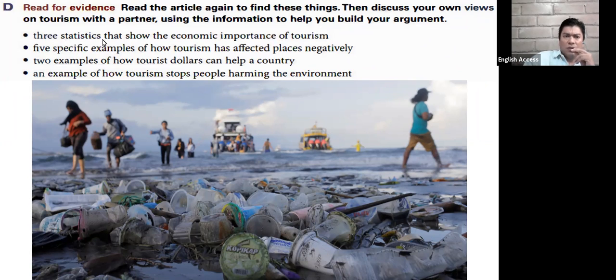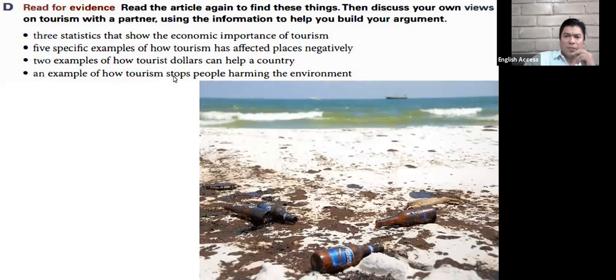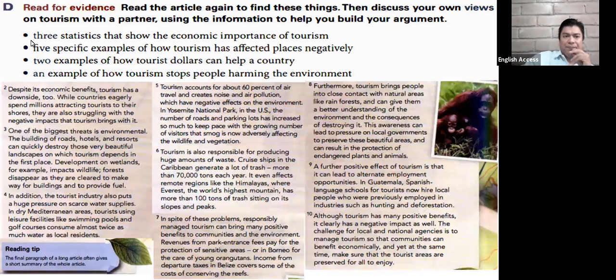So in the article, you have to find 3 statistics that show the economic importance of tourism. 5 specific examples of how tourism has affected places negatively. 2 examples of how tourist dollars can help a country, and an example of how a tourist stops people harming the environment. So do you have it? No? Let's look for it.